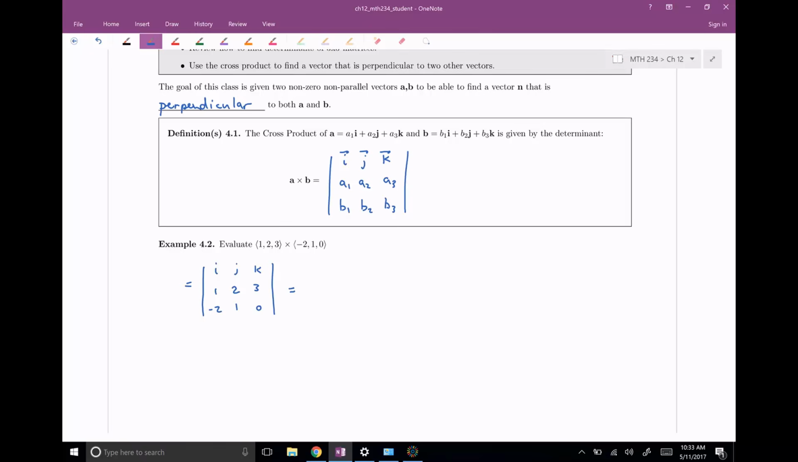The idea for figuring out the determinant of this matrix is that I'm going to work my way across this top row here. So the first thing is I, and I'm going to cross out the first row and the first column, because that's the one that I's in. Okay, the first thing is I, and then I'm going to take the minor.